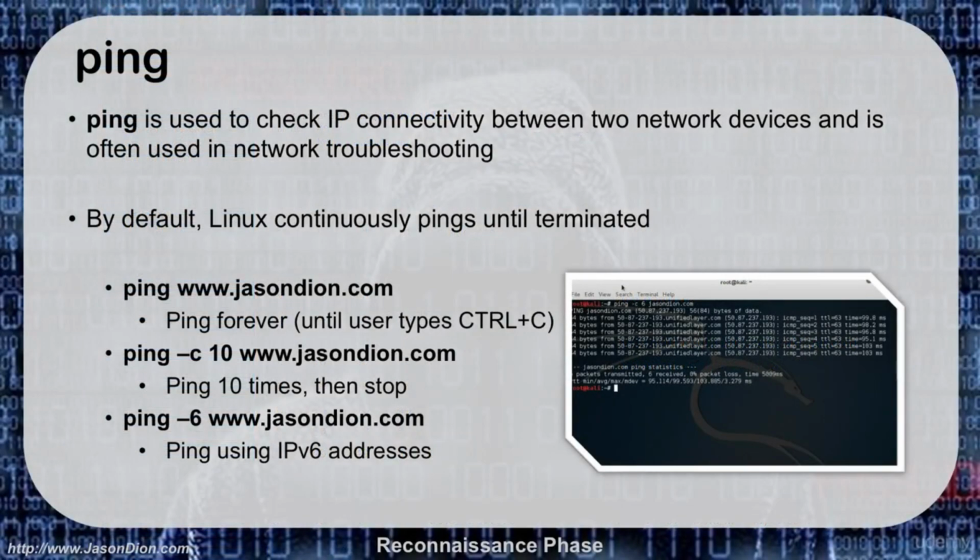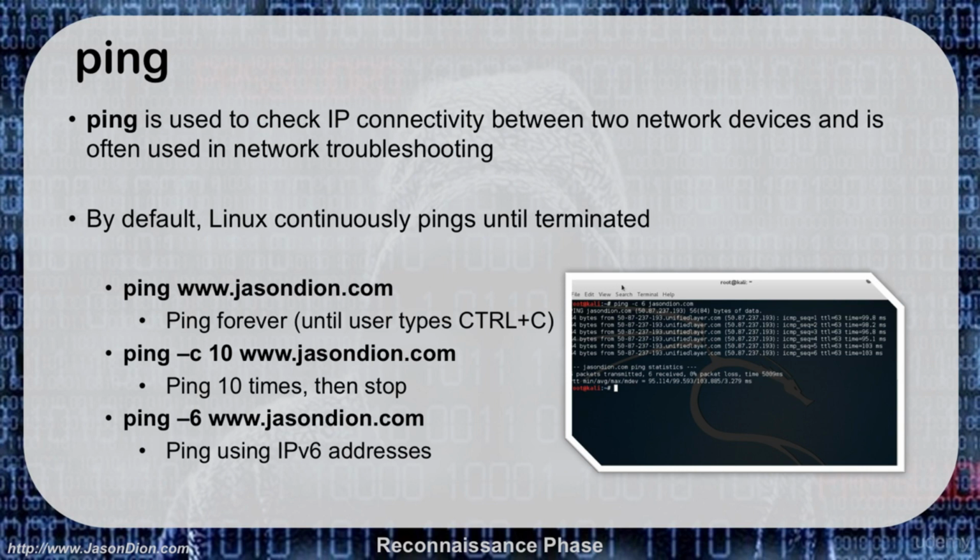Next we're going to talk about ping. And ping is actually used to check the IP connectivity between 2 network devices. We often use this in network troubleshooting, but we can also use it in our hacking efforts. So with Linux, ping is actually going to go until it's terminated. When you use it on Windows, it only does a count of 4.